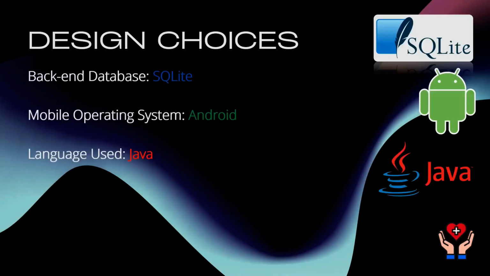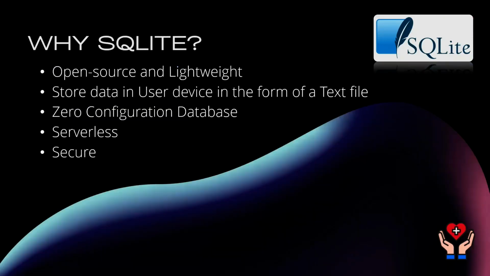Here are some of the design choices I have made. I have used SQLite as my backend database. The mobile operating system I have used is Android, and the language used is Java. Why SQLite? SQLite is open source and lightweight.